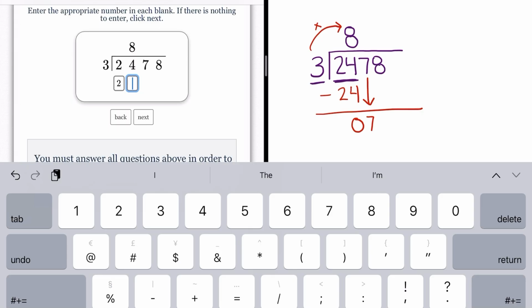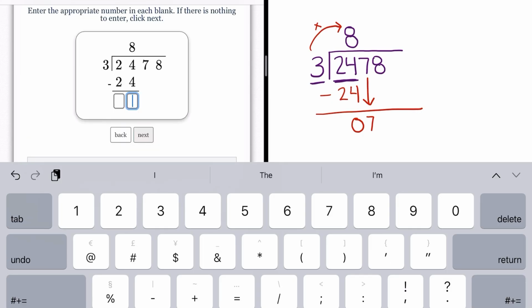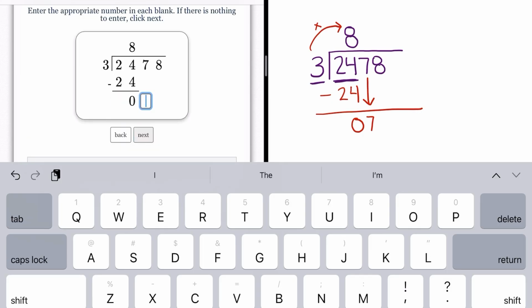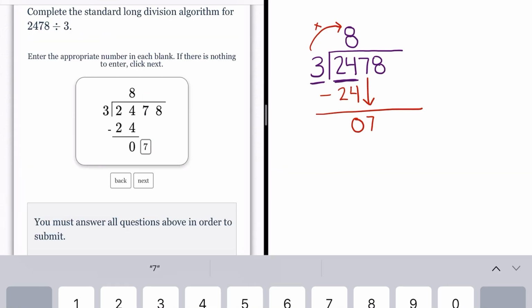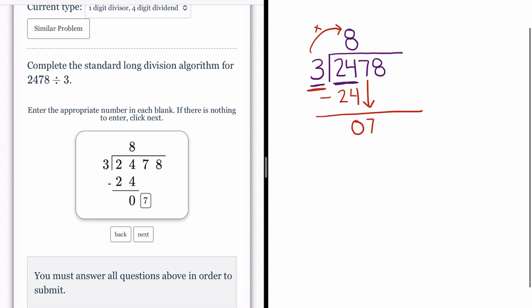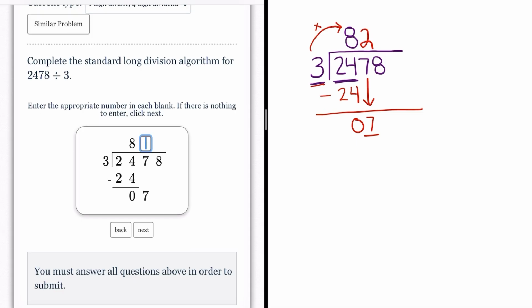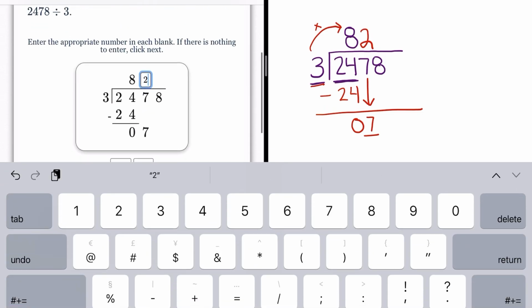I'm going to type the same thing into Delta Math. I got 24. 24 minus 24 is 0. And then I'm bringing down my 7. Now I'm going to look at this 7, and I'm thinking, how many times does 3 go into 7? I know that 3 goes into 7 2 times because 3 times 2 is 6. I'm going to type that into Delta Math.